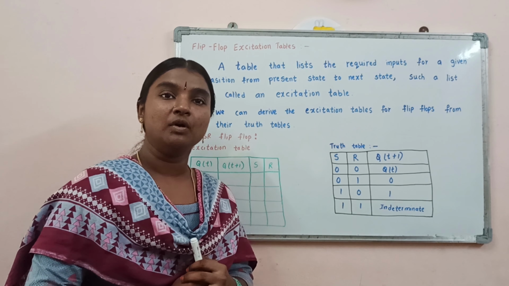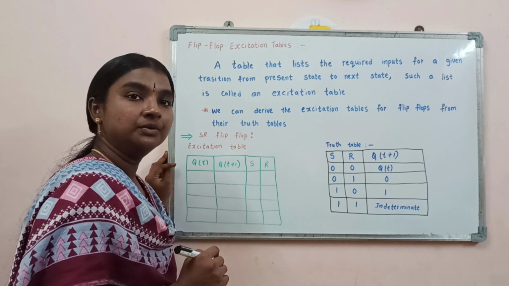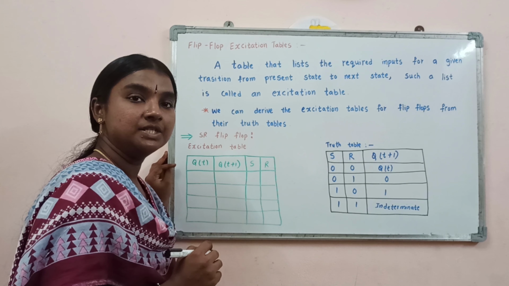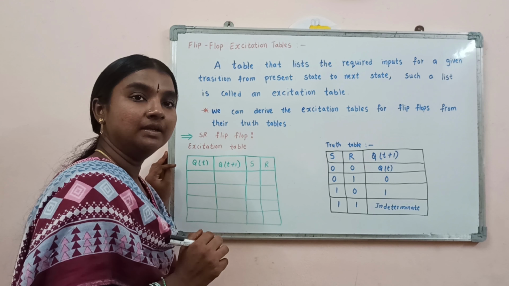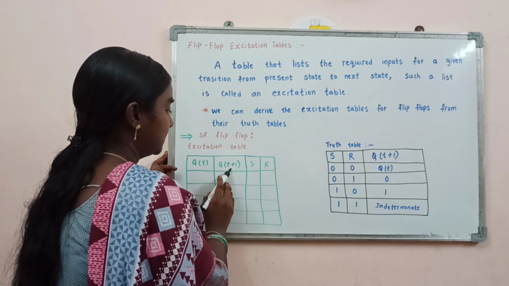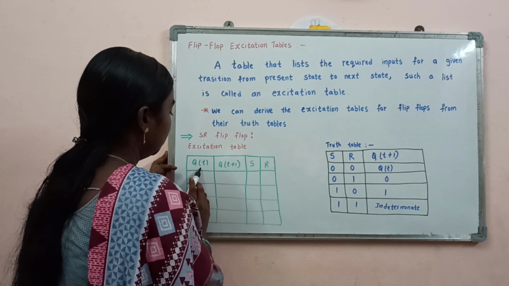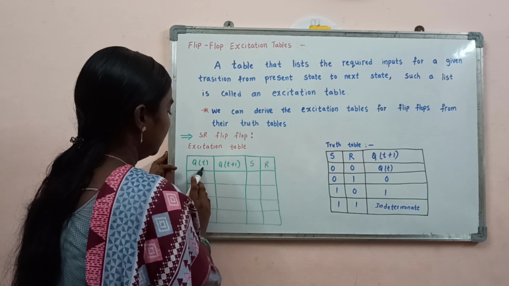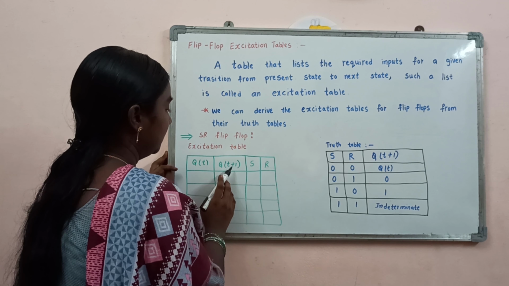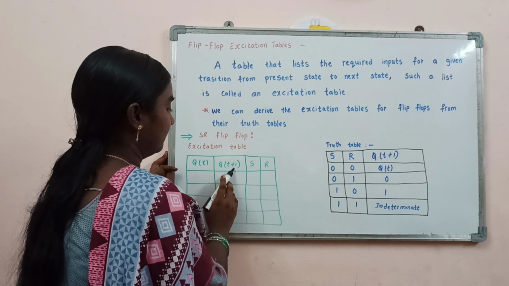Firstly, we will learn about the SR flip-flop excitation table. Coming to this SR flip-flop excitation table, we have 4 columns: Q of t, Q of t plus 1, set and reset input pins. Here, Q of t is the present state before giving the clock pulse. Q of t plus 1 is the next state after giving the clock pulse.